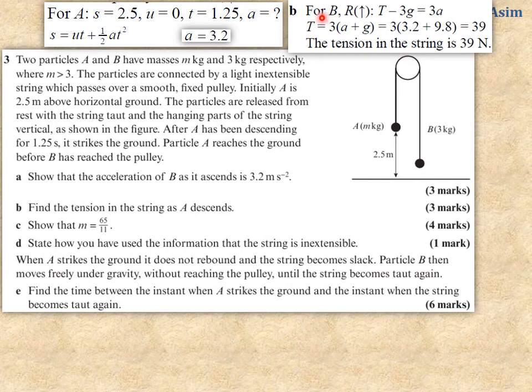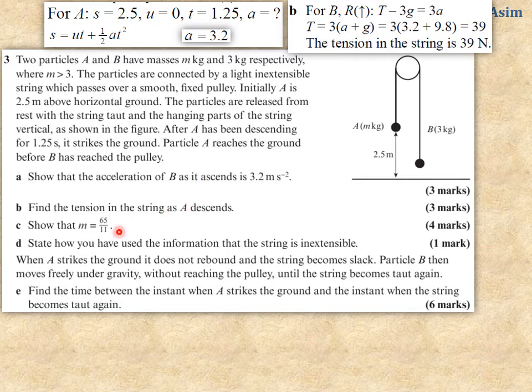Find the tension in the string now. Again, for B, if I resolve, taking up as positive, remember there will be a force tension up and the weight down. Because you're taking up as positive, T will be positive, 3g will be negative. So this resultant force equals mass into acceleration, F equals ma. Mass is 3, you know A, you substitute A here and you get 39 Newton. So we know the tension is 39 Newton.